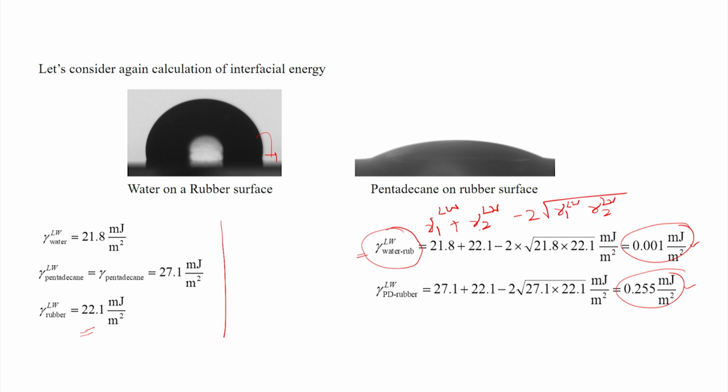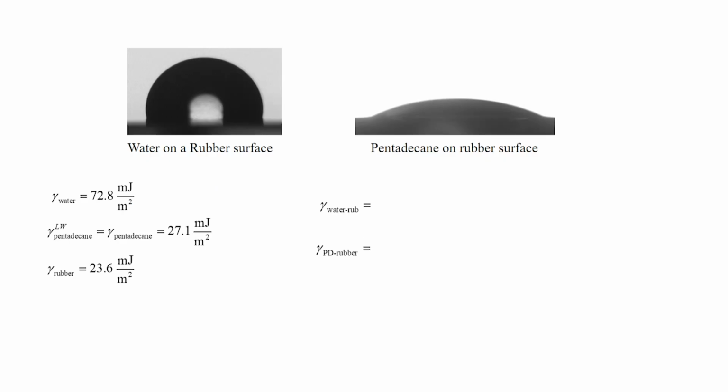Let us say, what is the surface tension or surface energy of water? I will come to that point later, how we get there, but let us say this is 72.8 millijoule per meter square, and the surface energy of pentadecane remains the same as the LW component, that is 27.1, and rubber is 23.6, again almost the same. So if I do not worry about the Lifshitz van der Waals component and just take the actual value of surface energy, pure water has 72.8. Its Lifshitz van der Waals component is 21.8, but otherwise it is 72.8.